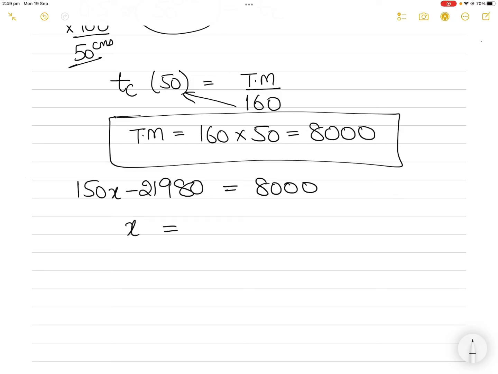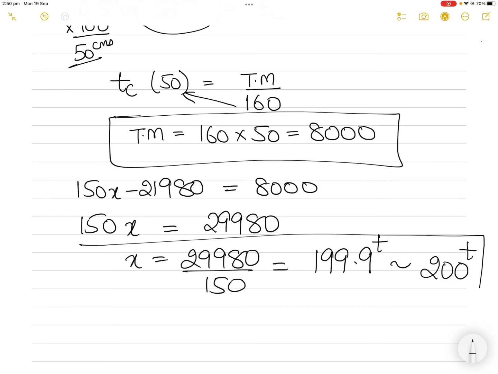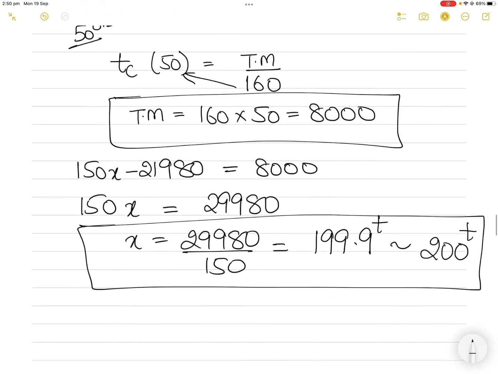Therefore x equals, let me just calculate this. 21,980 plus 8,000 is 29,980, so 150x equals 29,980, or x equals 29,980 divided by 150, which is equal to 199.9 tons. 199.9 tons, or I'll just round it off to 200 tons. So you will transfer 200 tons of cargo from the aft peak tank to the forward peak tank.